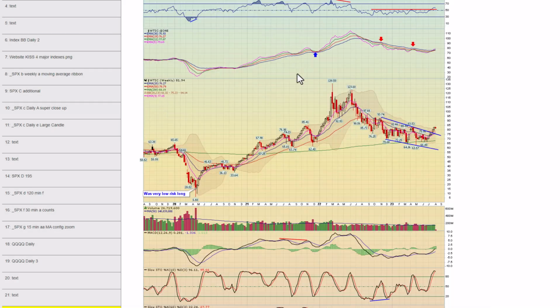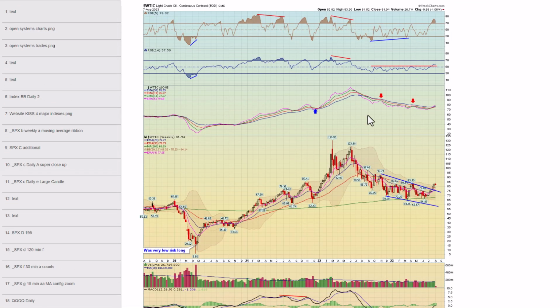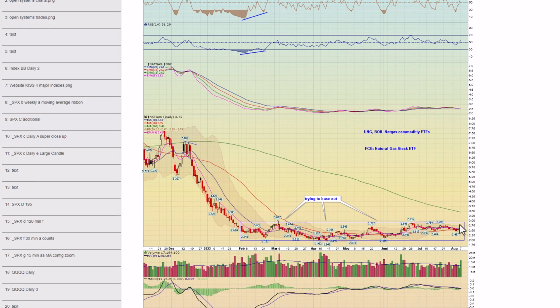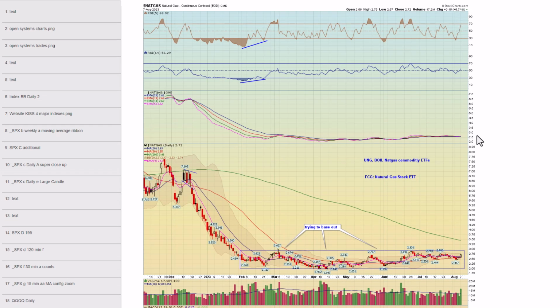Next, Jabber 56, here's the weekly. Next, Jabber 57, natural gas, up 5.75% today. Remember, it's been basing for a long period of time. I do believe once it breaks out of this base, it's going to have a heck of a run, but it's still stuck in this range.